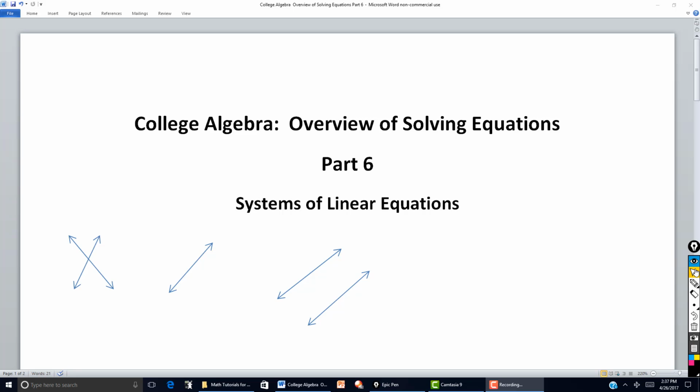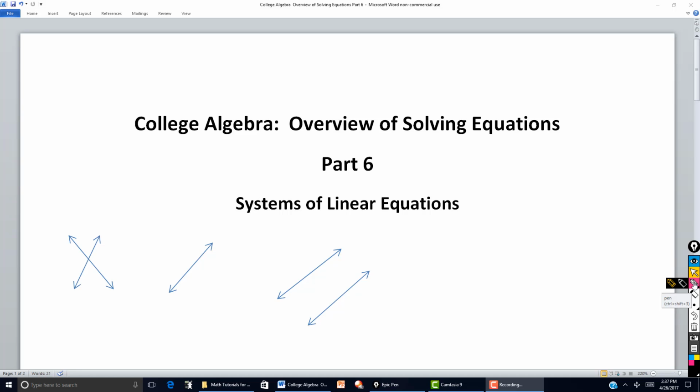Now, the word linear, of course, refers to a line. So we're going to look, first of all, at systems of equations with x and y first degree. That means the graph is going to be a line.